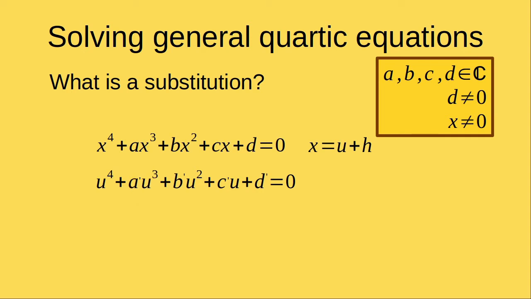We can do all sorts of transformations. For instance, we could make the quadratic term disappear by setting h appropriately or enforce some other conditions on the coefficients if they are beneficial. And that's precisely the key idea of my new method. But more on that later.